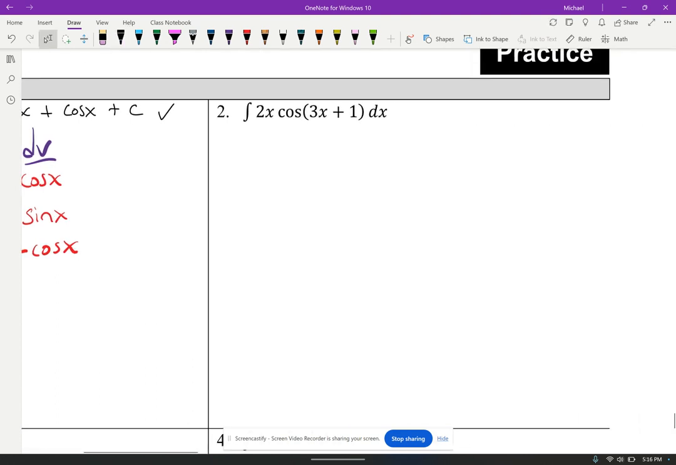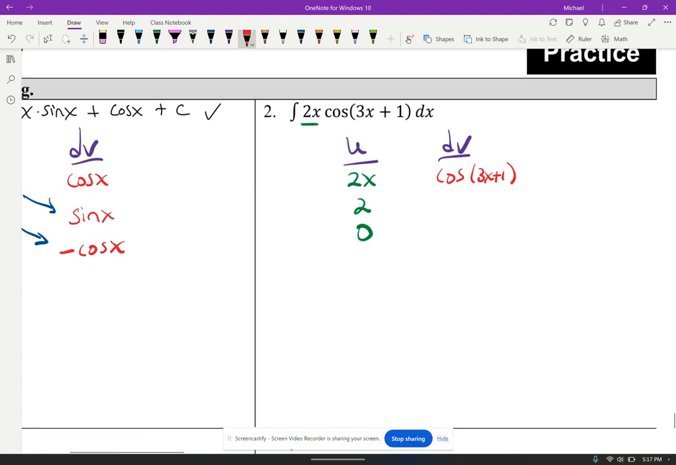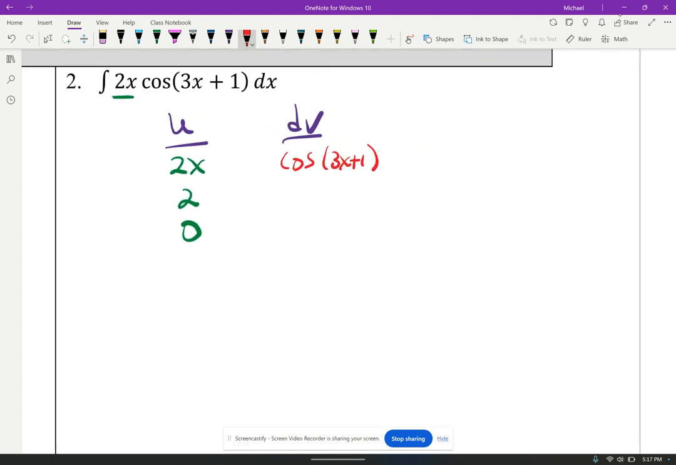I do want to warn you, kind of the same idea for number two, but now when I do my u dv here, and I do select 2x as my u because I can take the derivative and eventually get 0, when I go to do the antiderivative, I have to be very careful because the antiderivative of cosine 3x now has an inside function. So really this is like a little u substitution within the uv substitution, right?